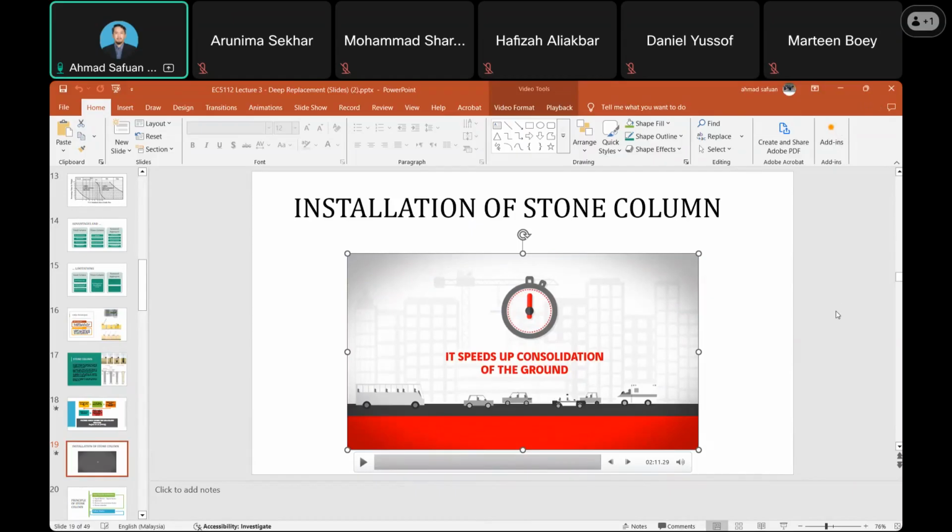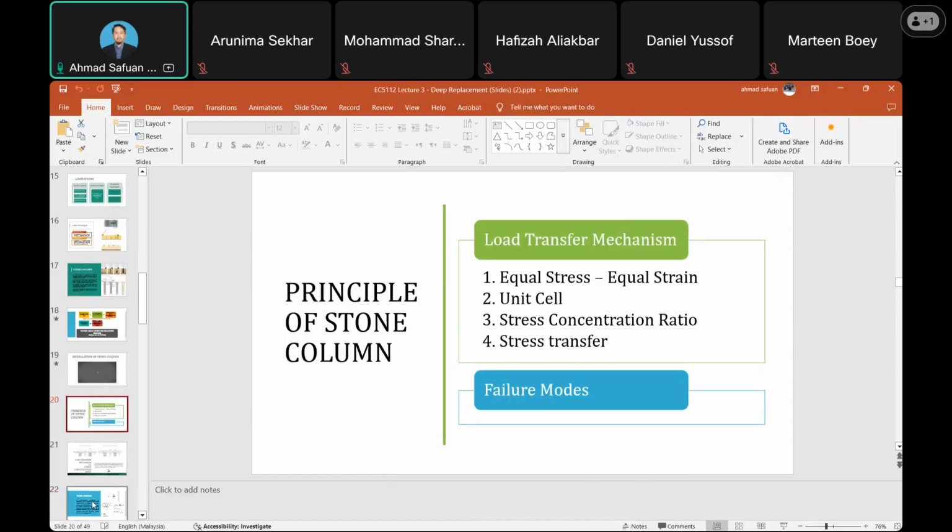So we have several international contractors, for example Menard, Bauer, Keller. They have very large experience for ground improvements. All right, so that's for the installation of stone columns.